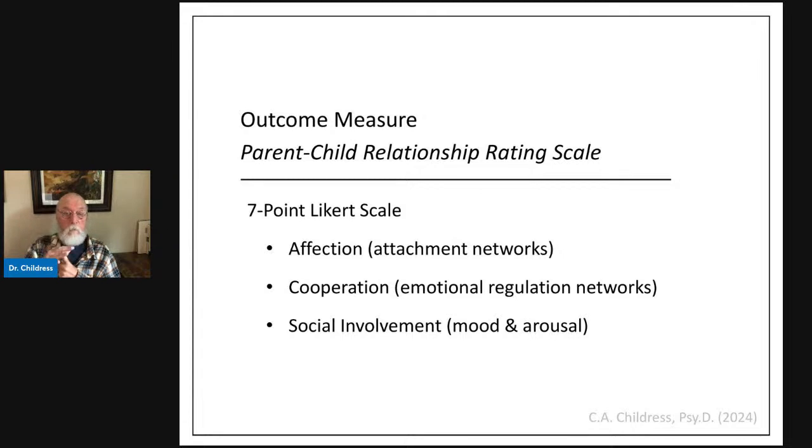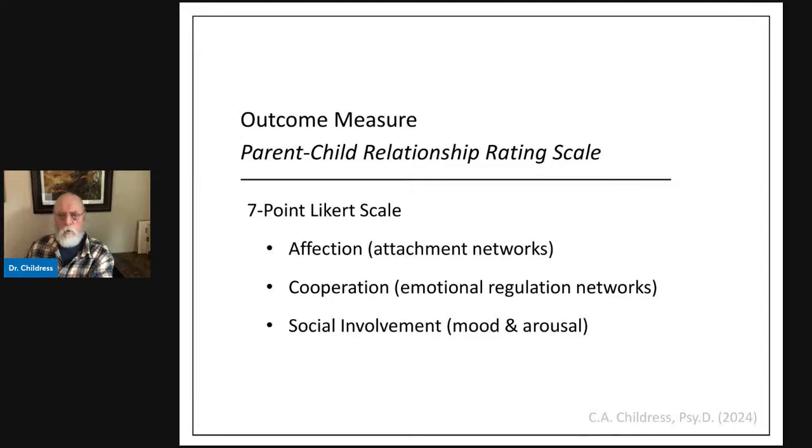Affection, those are your attachment networks. We're monitoring those and how the attachment's going. Cooperation, that's monitoring emotional regulation networks. Are they locking up or are they flexible and cooperative? And social involvement, which is mood and arousal. Are they depressed and isolating, or are they socially engaged and available? So those are the three symptoms.